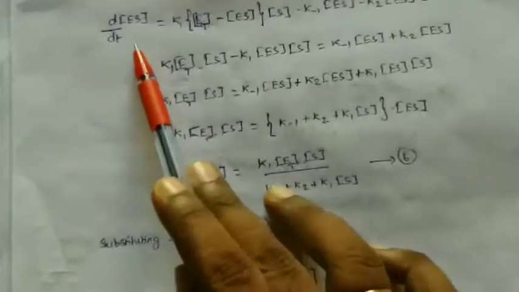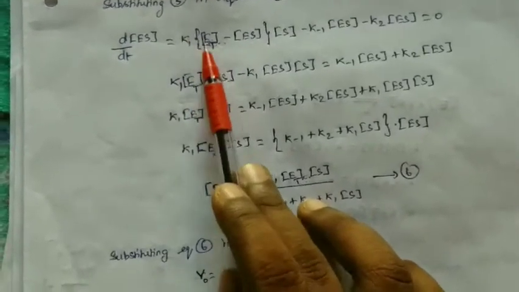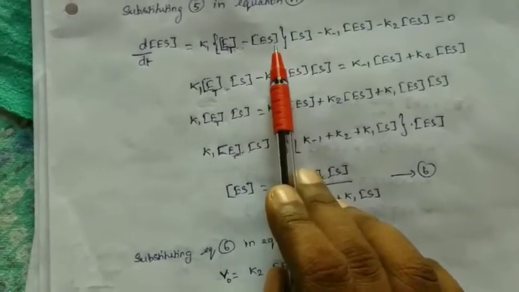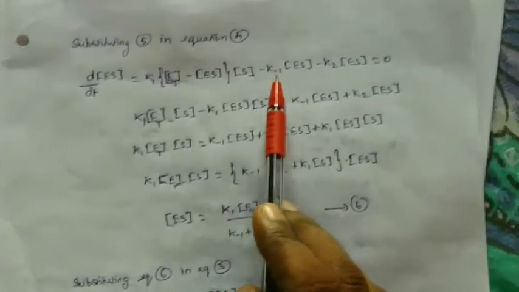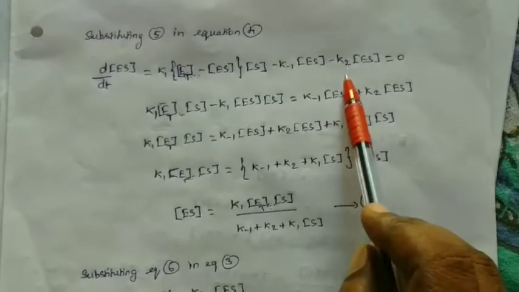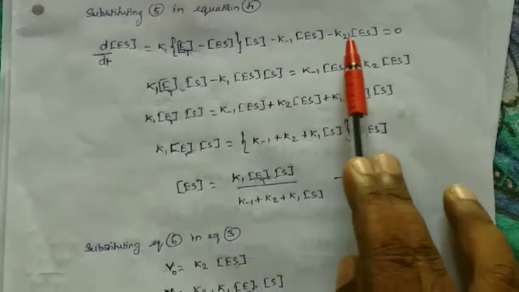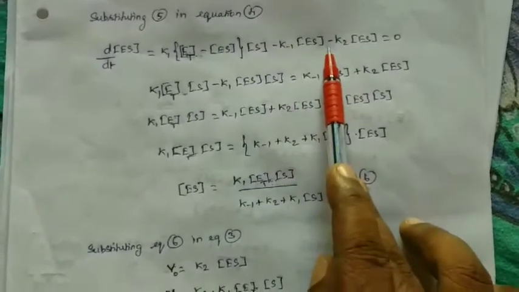So if we substitute these equations, K1 into (Et, the total enzyme concentration, minus the concentration of the enzyme-substrate complex) into the concentration of substrate, minus K-1 into the enzyme-substrate complex, minus K2 into the enzyme-substrate complex. If you take this to the right side, what will happen? This minus will become positive and this minus also will become positive.